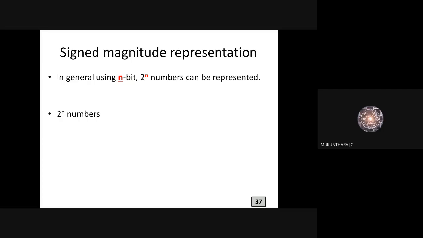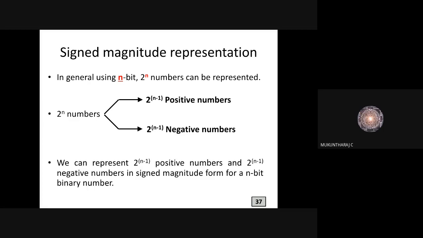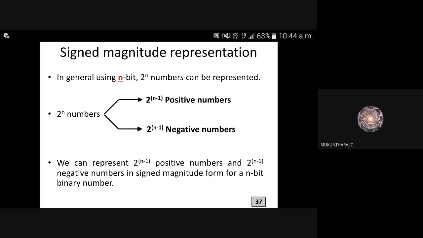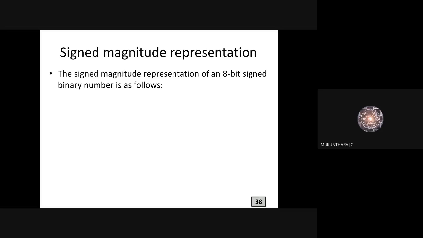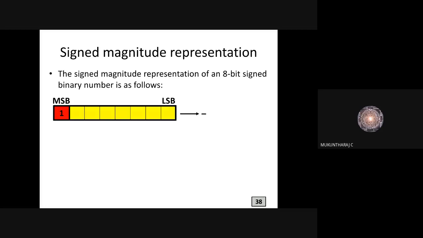Of the 2 to the power n, there are 2 to the power n minus 1 positive numbers and 2 to the power n minus 1 negative numbers. So we can represent 2 to the power n minus 1 positive numbers and 2 to the power n minus 1 negative numbers in total. Okay. Now the sign magnitude representation of the number ranges.